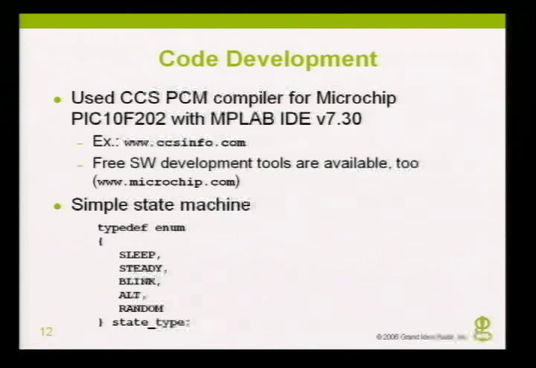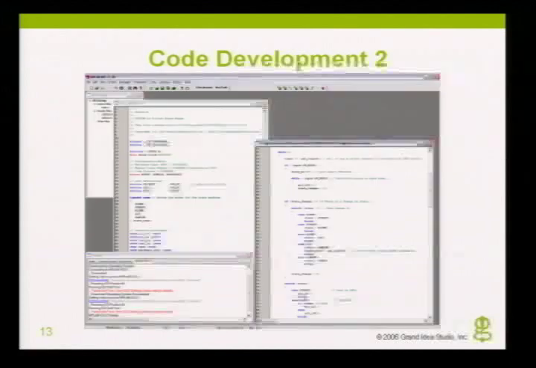The state machine is basically a simple state machine, right? So we either go through the steady, blink, alternating, or random, and then the next state is sleeping. So you should be able to last at least the length of DEFCON with the one battery. Here's a view of an IDE, if you guys have never seen an IDE before, which I find highly unlikely.